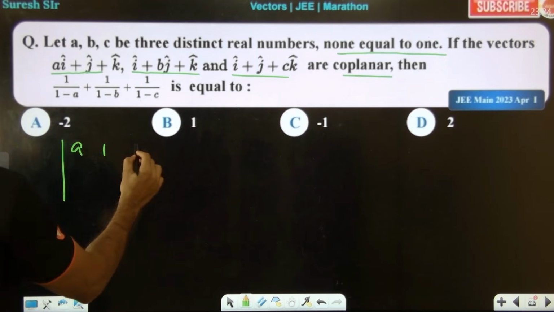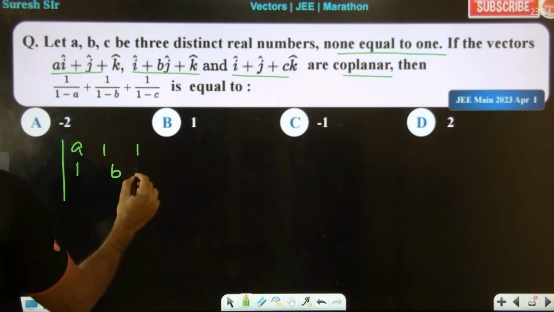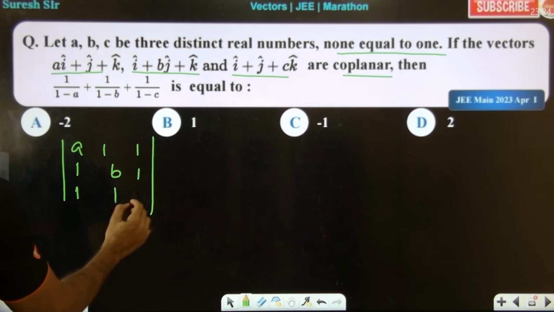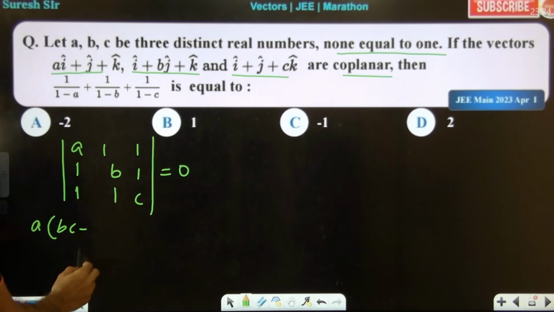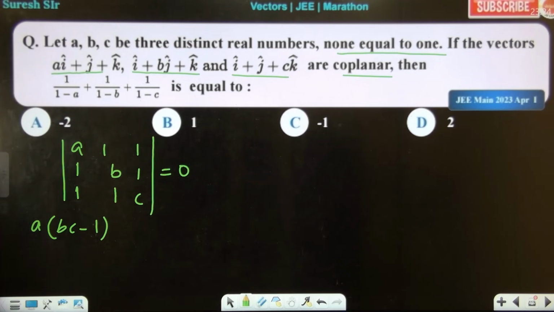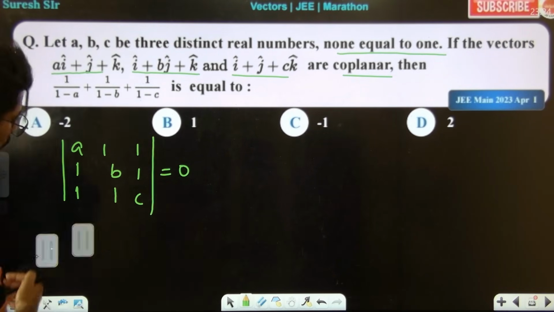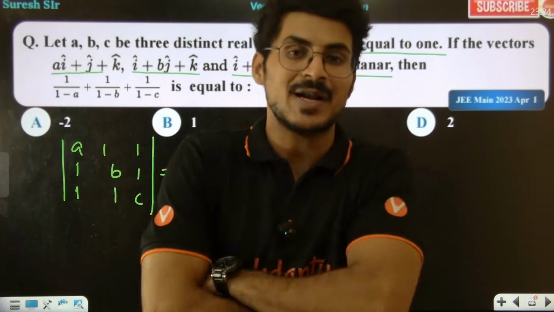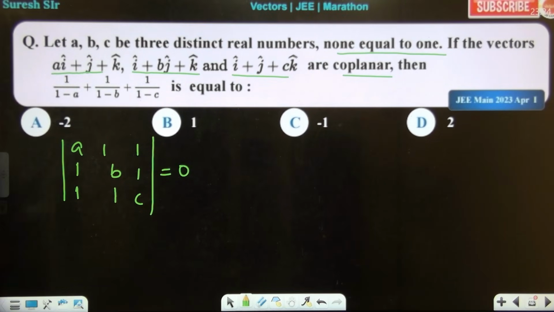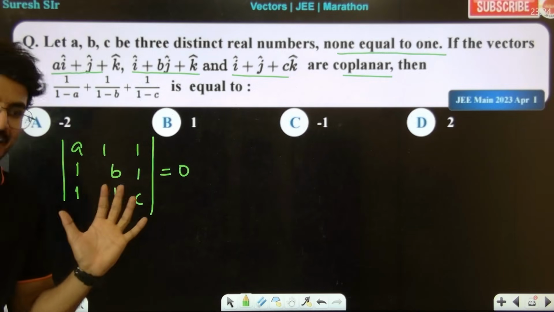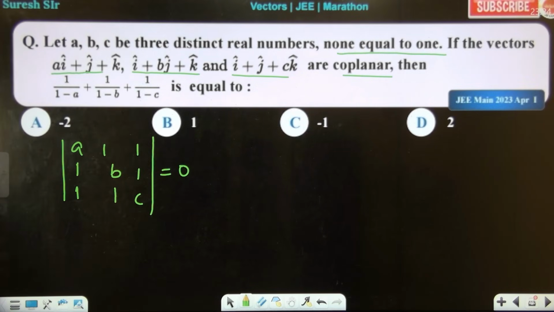So the determinant with rows A 1 1, 1 B 1, 1 1 C should be equal to 0. Tell me. So A into BC minus 1. Correct or not? Yes or no, people? Now we'll do one thing, guys. We can use determinant properties to solve this easily, because I need 1 minus A, 1 minus B, 1 minus C in the denominators. So what happens when we use the determinant property?